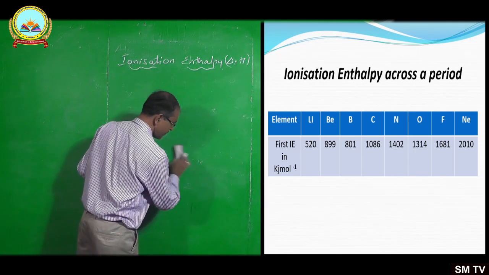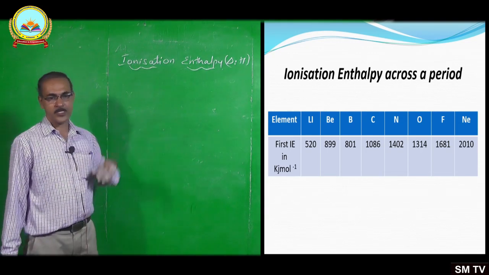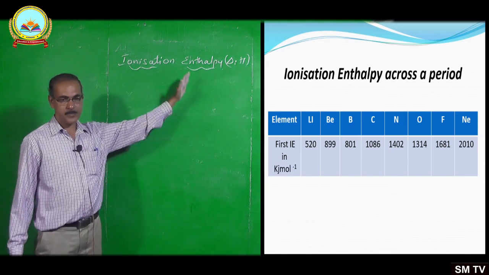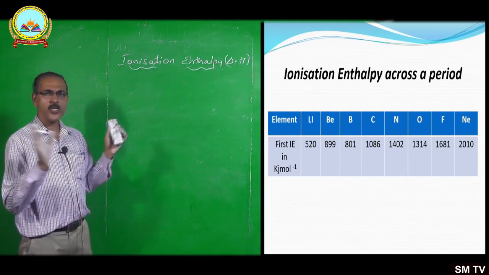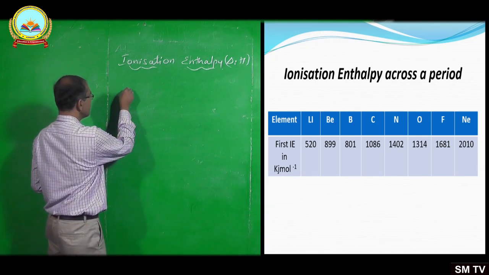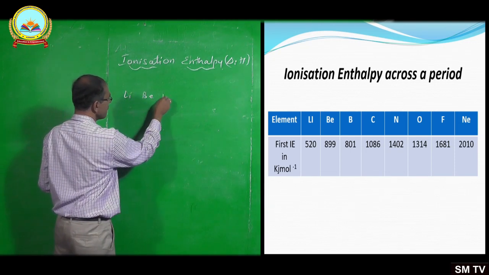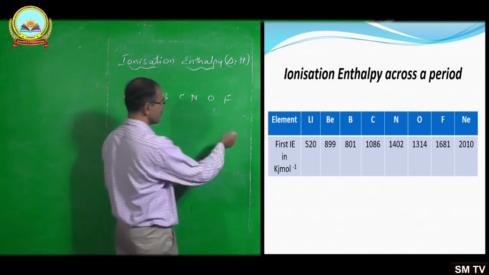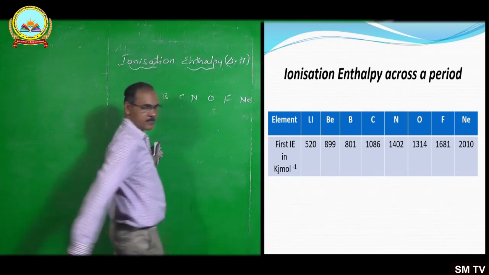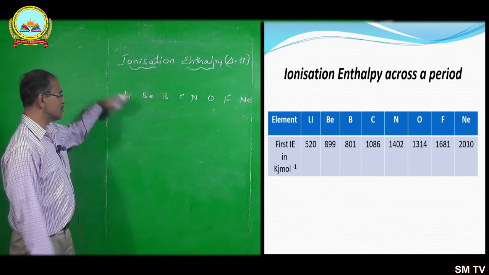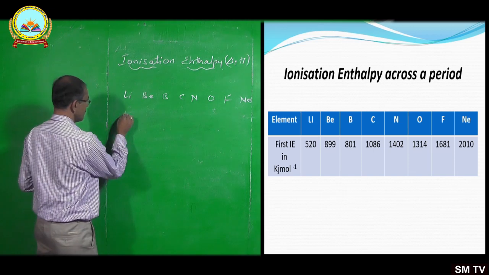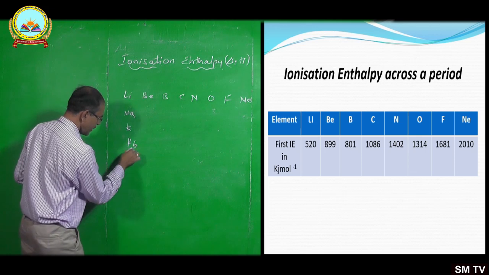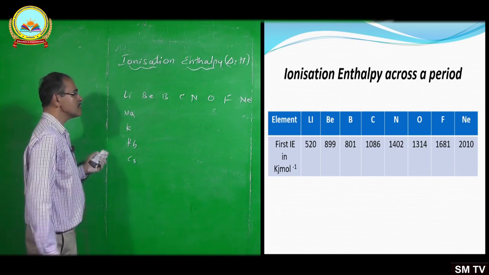Ionization enthalpy. Trends of ionization enthalpy across the period, down the group. In general, see, you have lithium, beryllium, boron, carbon, nitrogen, oxygen, fluorine. After that you have neon. Okay. Down the group, sodium, potassium, rubidium, cesium, right?